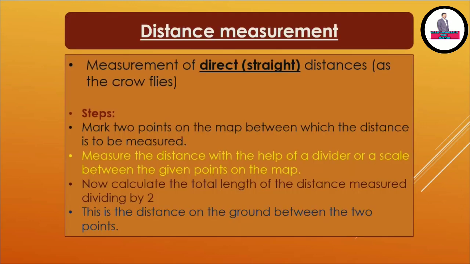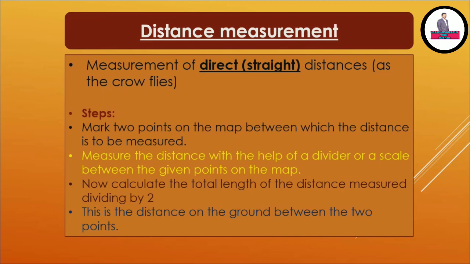Now moving towards distance measurement. In distance measurement there are 2 ways to measure distance. First one is measurement of direct distance, or it is also known as straight distance or as the crow flies. First step is to mark 2 points on the map between which the distance is to be measured. So the question will be asked, measure the distance from a particular village to another village. So 2 points have to be marked. Measure the distance with the help of a divider or a scale between the given points on the map.